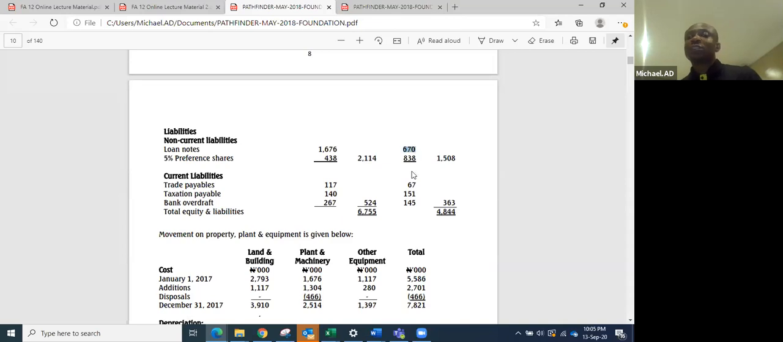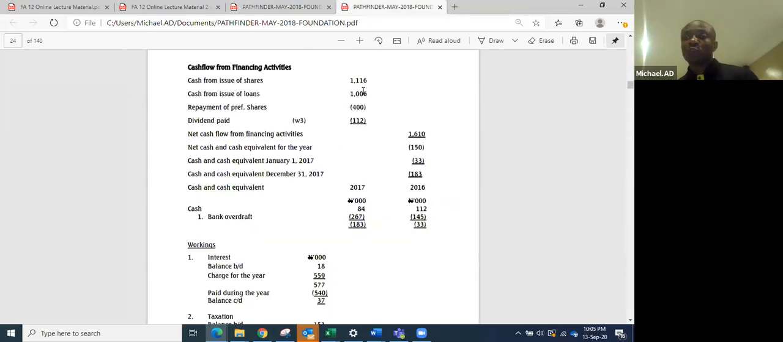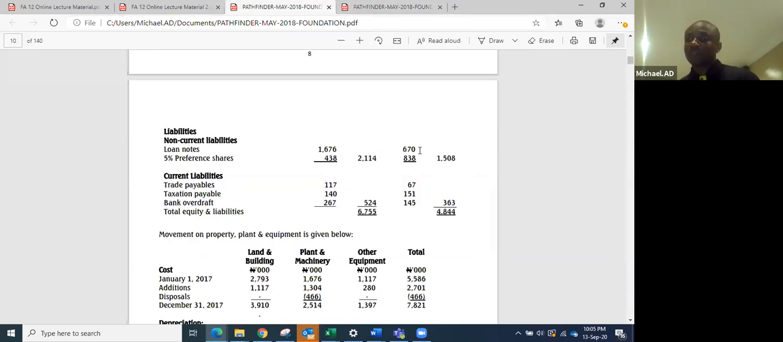Initially, you were owing 670, but now you've collected more loans. It means money has come in. So the difference between these two means that money has come in, 1,106 naira. The difference between this and this.